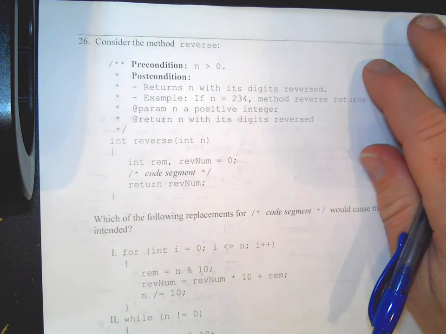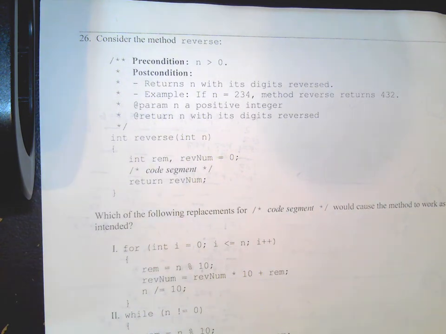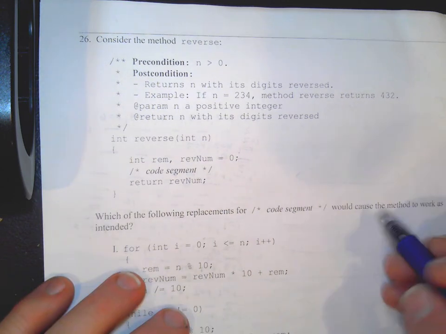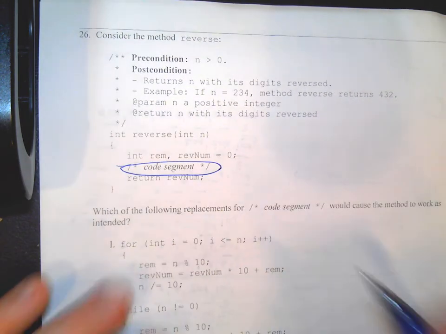All right, last one for this bracket. Consider the method reverse. It says that n has to be preconditioned. That means that that's for sure true. N is greater than 0. And postcondition is what for sure should be true after it's done. So it returns n with its digits reversed. Example, if n equals 234, it'll return 432. So they're telling you that's what it's supposed to do. Which of the following replacements for code segment would cause the method to work as intended?